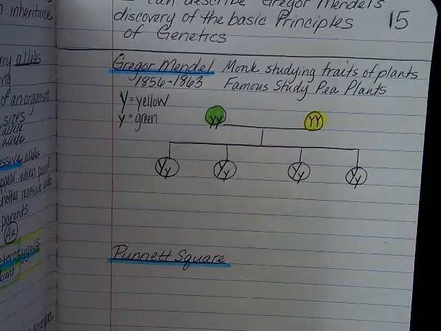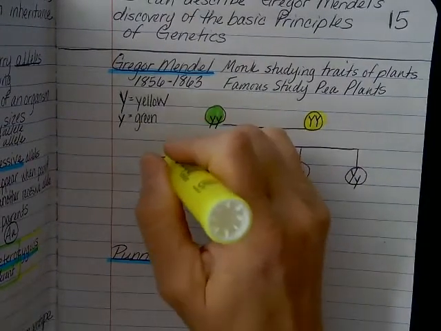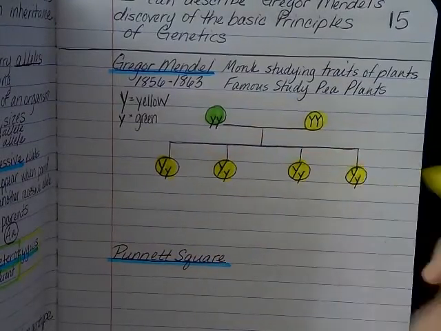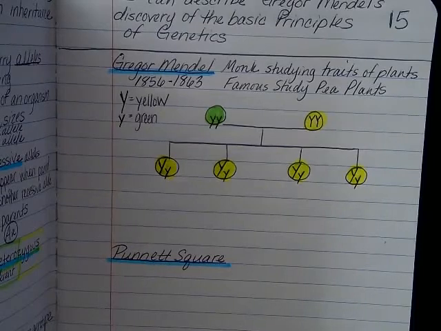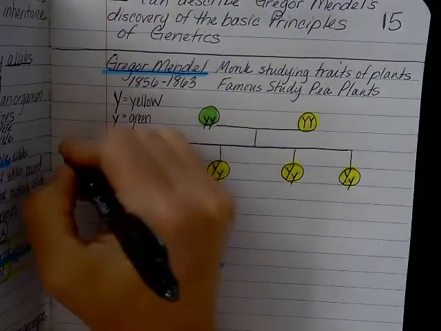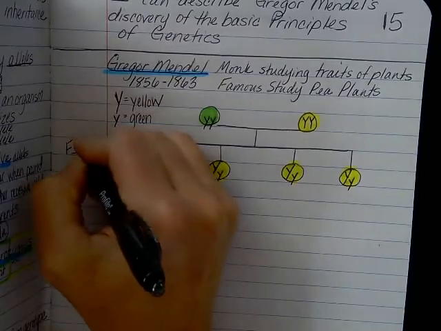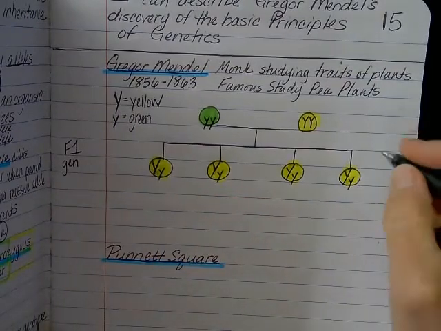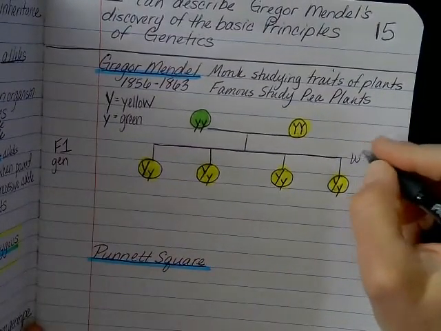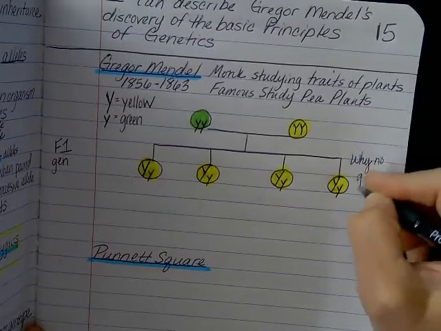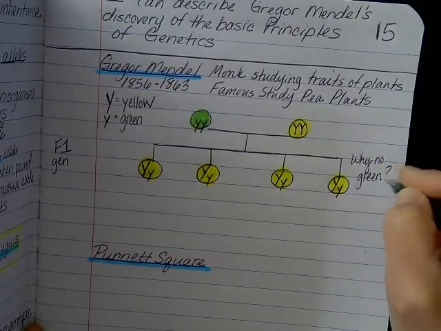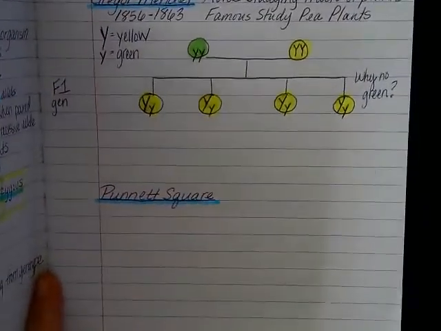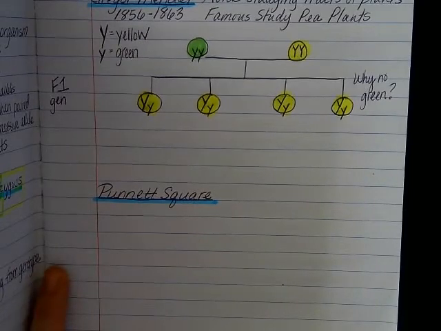But when they all came out, he didn't really know about dominant and recessive. He just knew that all of the offspring came out yellow. They call this his first generation, the F1 generation, and it came out all yellow. So like any good scientist, he asked, why were there no green? He crossed a green pea and a yellow pea, and all I got was yellow peas. So then he had to ask a little bit further.